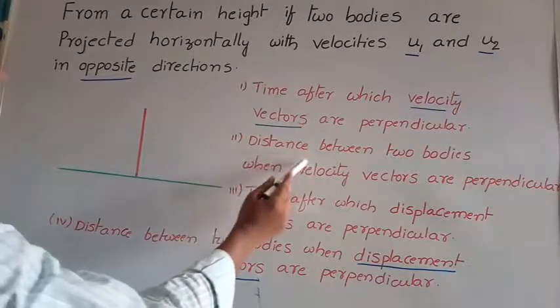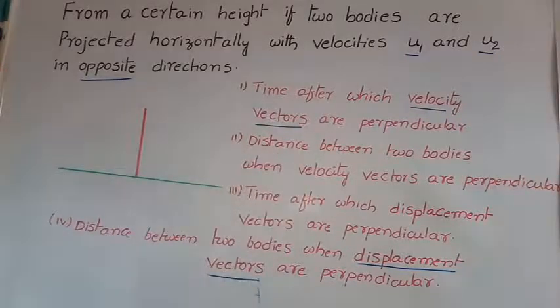Next, the distance between the two bodies when the velocity vectors are perpendicular. Third point, the time after which the displacement vectors are perpendicular. And last one, the distance between the two bodies when the displacement vectors are perpendicular. Clear?